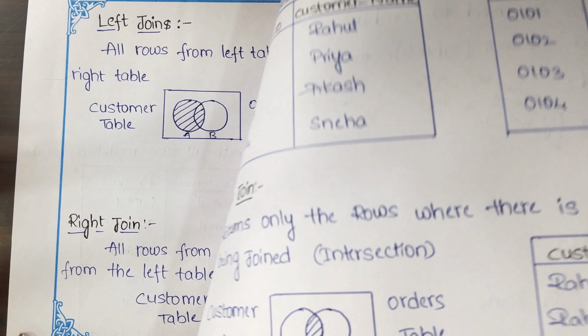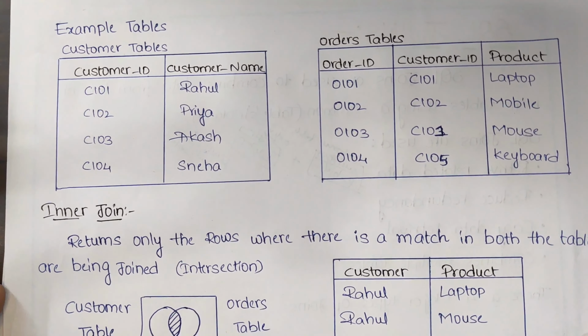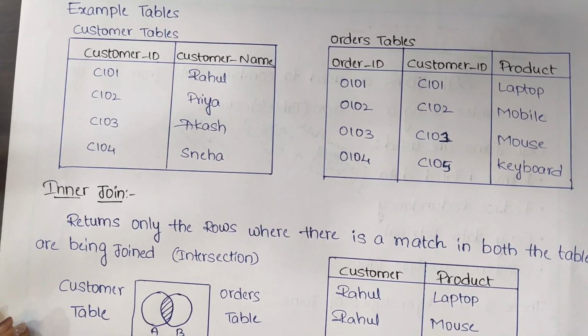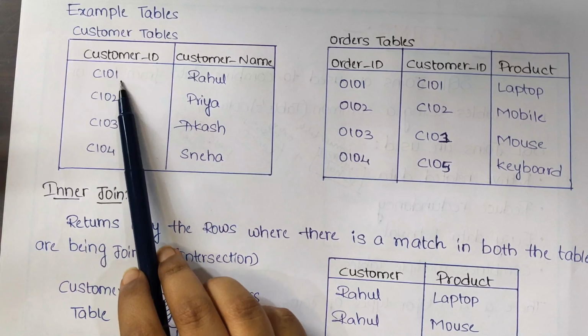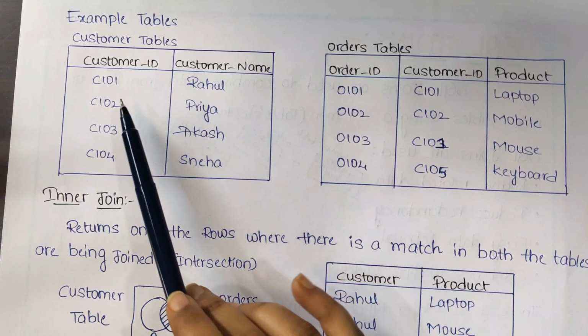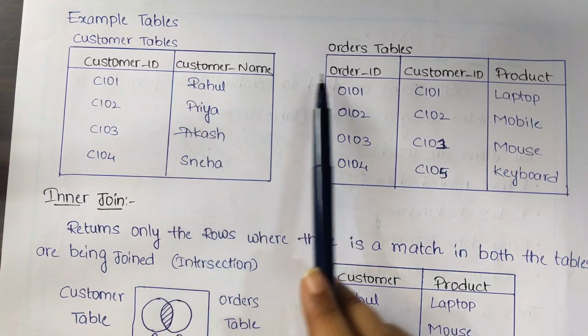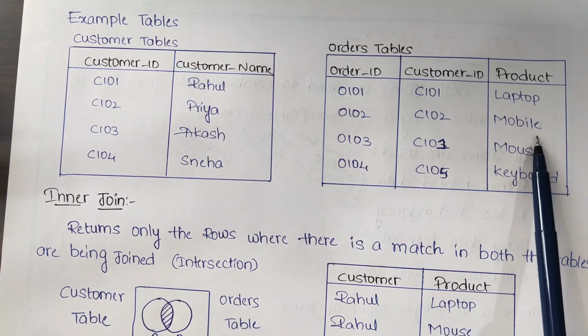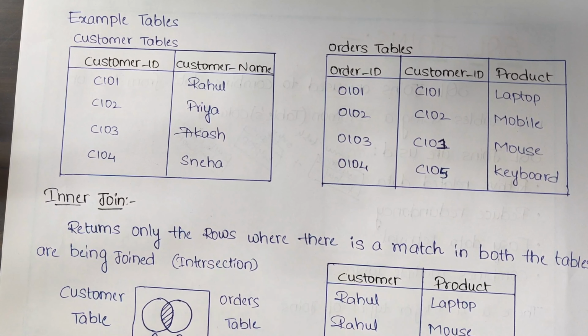First, let's consider this example. I have created these tables as an example, and we are using these tables throughout our explanations. We have a customer table and an orders table. In the customer table we have customer ID and customer name. In the orders table, order ID, customer ID and product name. Let's go to the inner join.